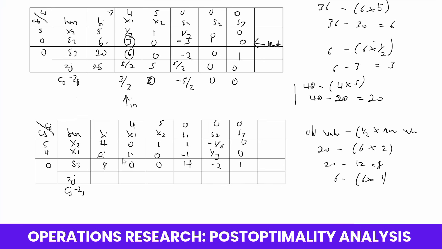Alright, so our ZJ values. Our ZJ value is 5. We multiply the CB values by the BI values and then add all. So 5 times 4 plus 2 times 4 plus 8 times 0.